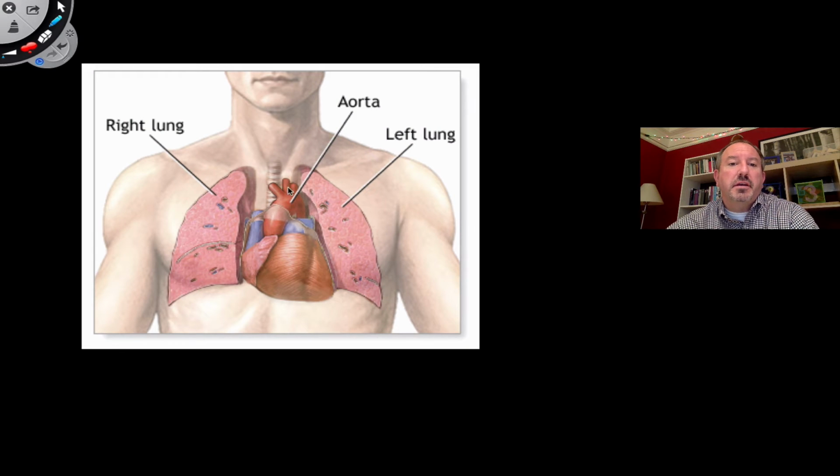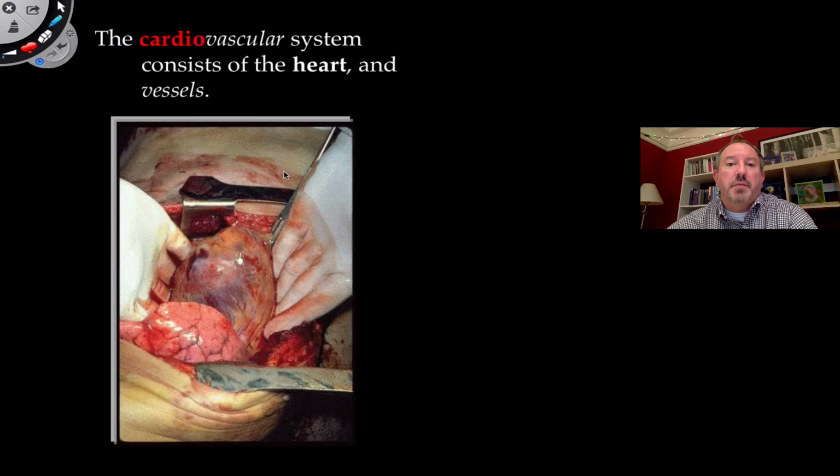Okay, as you can see, here is a picture of the thorax. Here's the right lung, the left lung, and the heart is sitting here. And again, the rib cage and the sternum have been removed so you can see it. And it sits anterior to the trachea, which is right here, the windpipe.